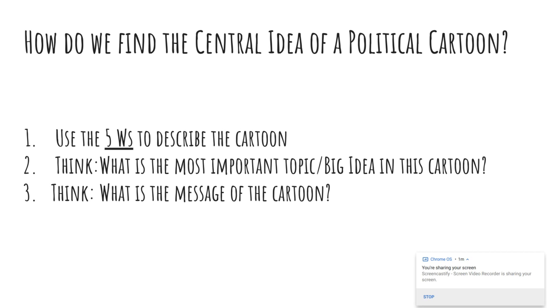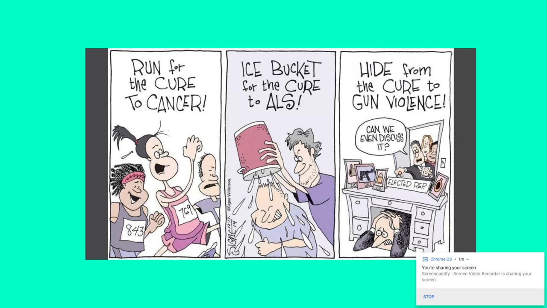The first thing we're going to do is use those 5 W's: who, what, where, when, and why to describe the cartoon. We're just giving our observations here. We're not making any judgments, and we're not really making any inferences. Number 2, think, what is the most important topic or big idea in this cartoon? And we're going to take that topic and change it into our central idea by answering the question, what is the message of the cartoon? Let me give you some examples.